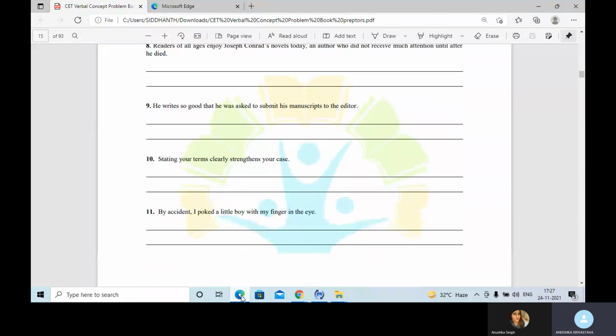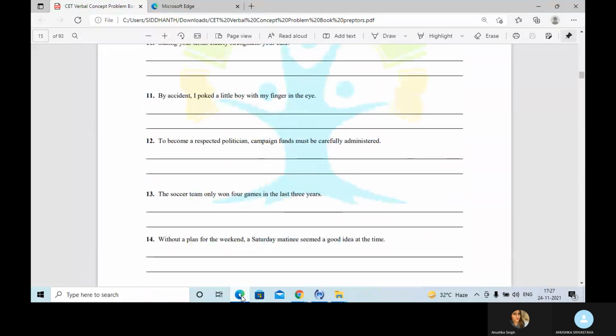11th is an example of misplaced modifier. By accident, I poked a little boy with my finger in the eye. Don't you think that it's erroneous when I say with my finger in the eye? So to correct it, I will place the description next to the word being described. So, by accident, I poked a little boy in the eye with my finger. Where did you poke? You poked in the eye, and hence it starts making sense.